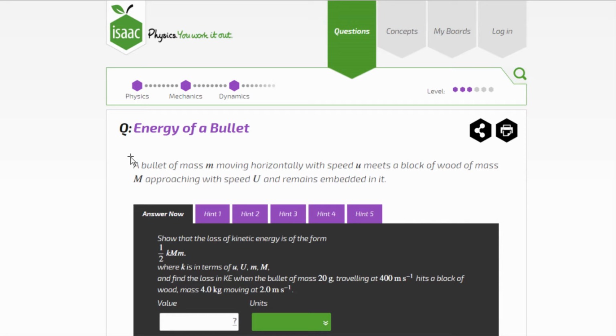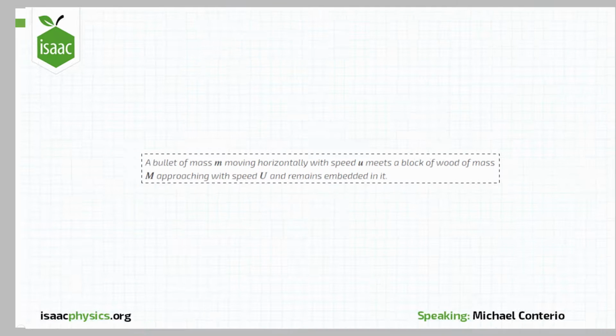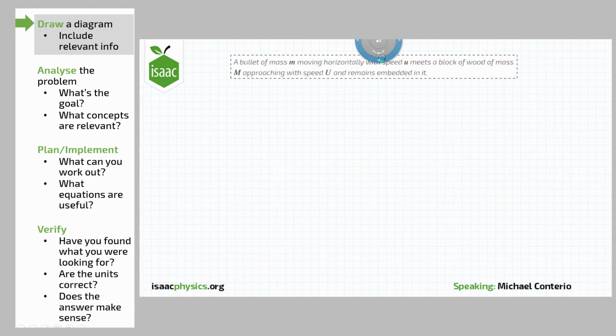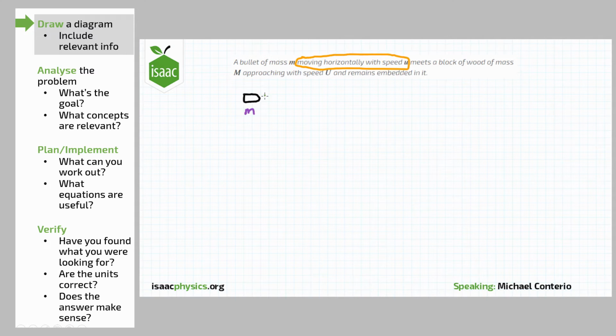The problem's energy of a bullet from Dynamics Level 3. The first thing to do is start by reading bits of the question and begin to analyse them by drawing a diagram. Start by looking at the preamble and splitting it up into little pieces so that each little piece can be added to the diagram. This allows us to set up our initial situation.